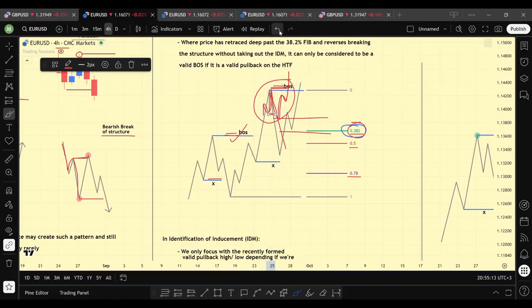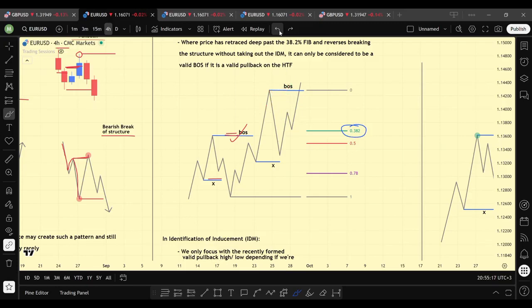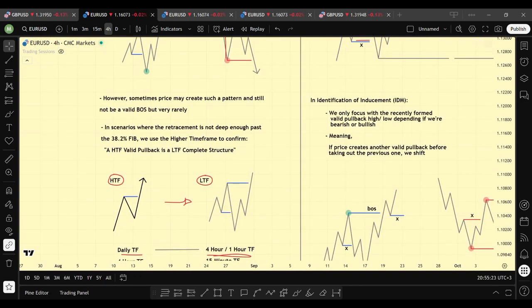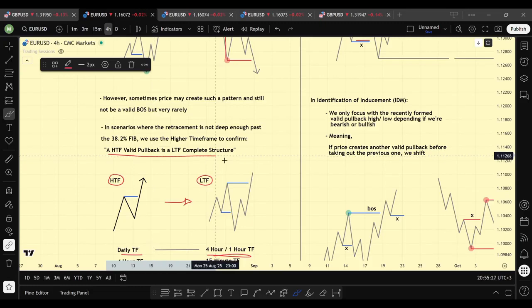So how can I validate that? I will need to use the higher time frame, of course, with this phrase, which is very, very important. This phrase exactly here: a higher time frame valid pullback is a lower time frame complete structure. All right.